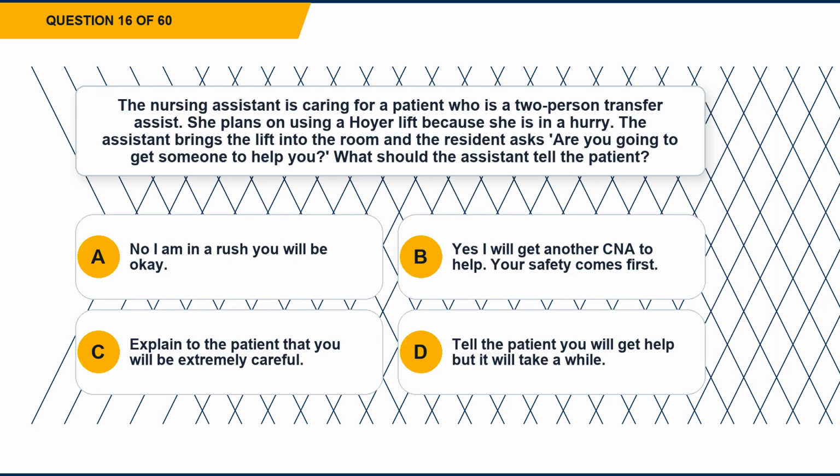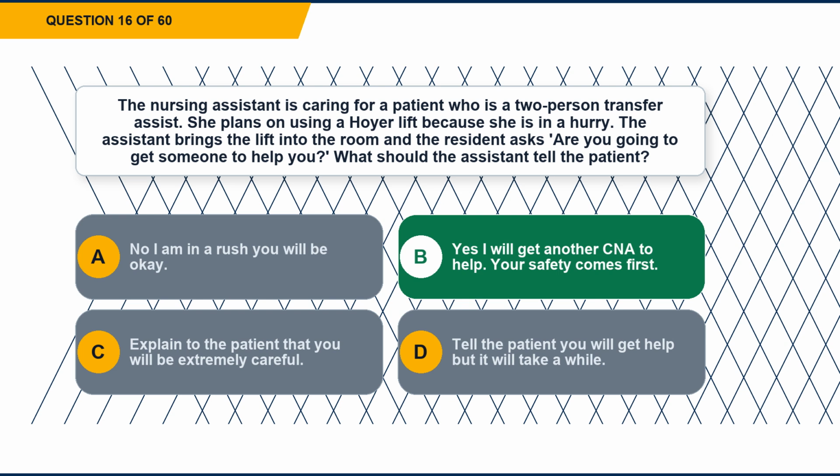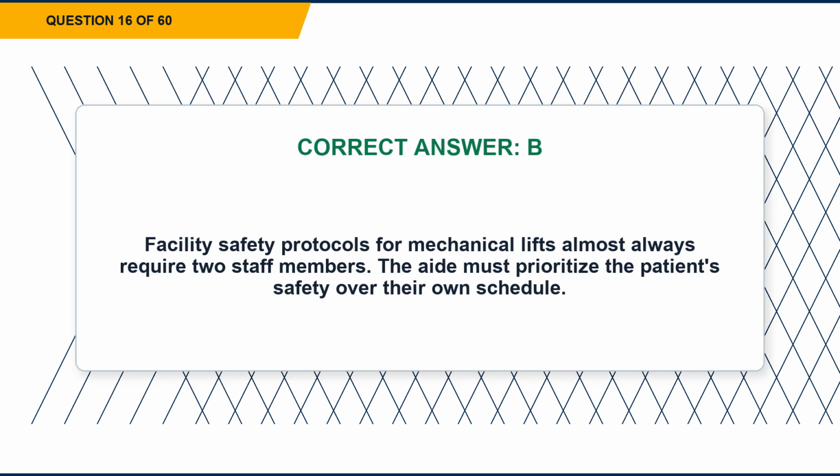Question 16. The nursing assistant is caring for a patient who is a two-person transfer assist. She plans on using a Hoyer lift because she is in a hurry. The assistant brings the lift into the room and the resident asks, "Are you going to get someone to help you?" What should the assistant tell the patient? Option A, "No, I am in a rush, you will be okay." Option B, "Yes, I will get another CNA to help. Your safety comes first." Option C, explain to the patient that you will be extremely careful. Option D, tell the patient you will get help but it will take a while. The correct answer is option B, "Yes, I will get another CNA to help. Your safety comes first." Explanation: facility safety protocols for mechanical lifts almost always require 2 staff members. The aide must prioritize the patient's safety over their own schedule.